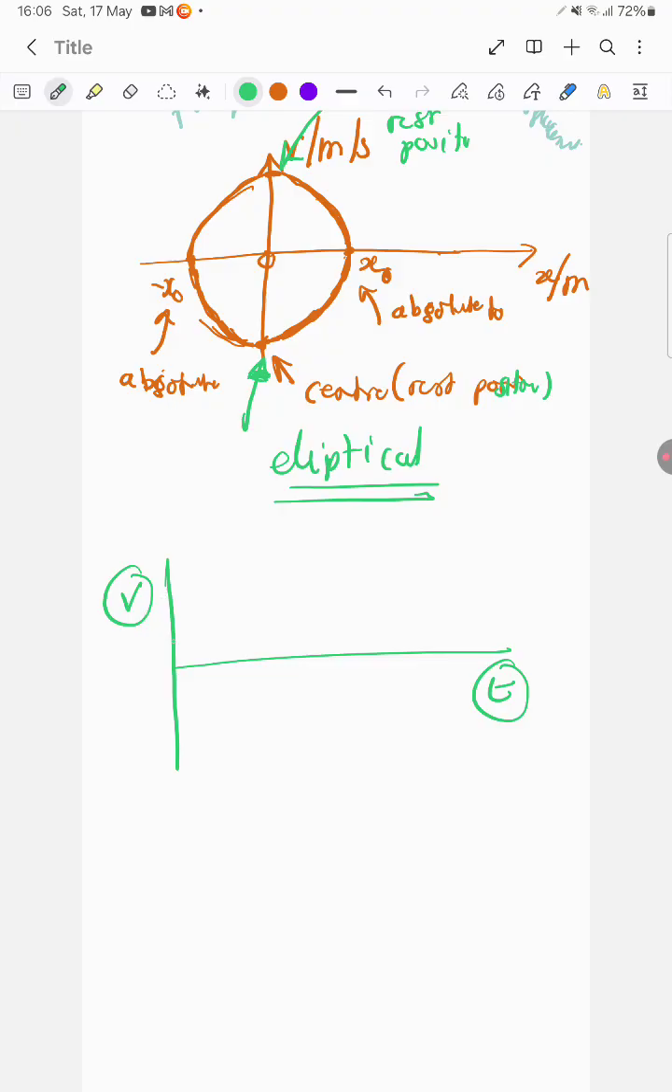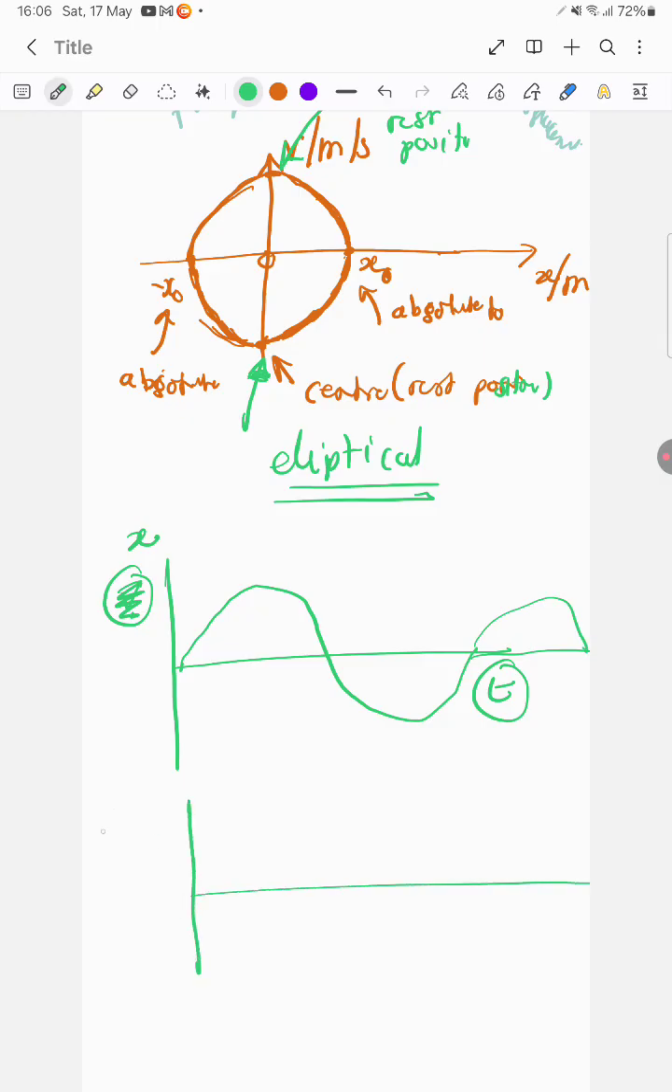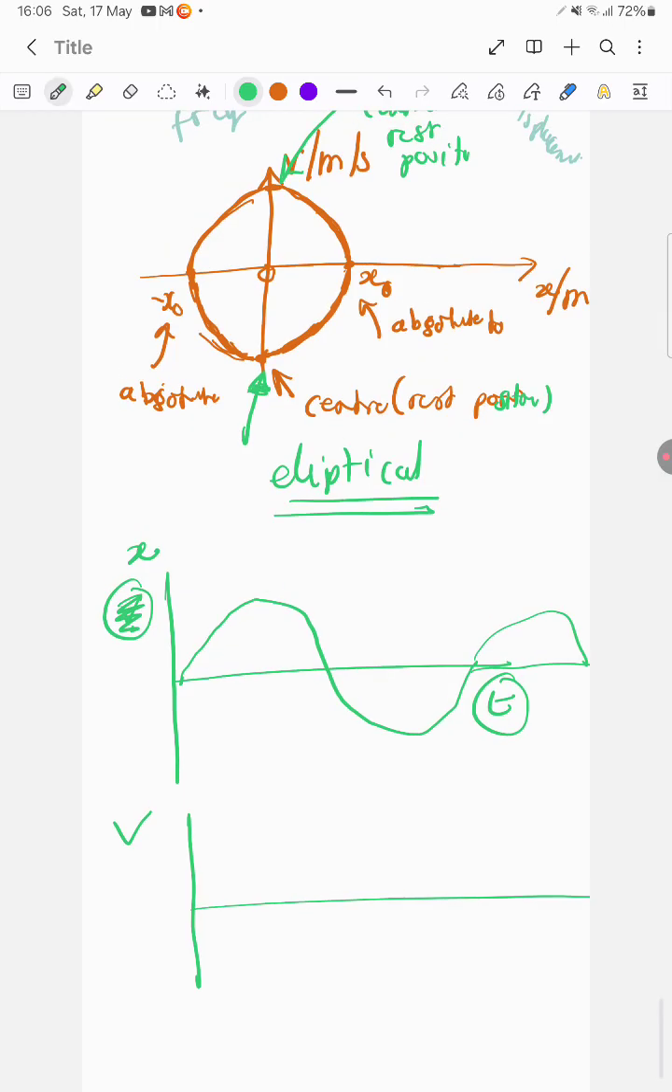If, for example, the x graph is a sine graph, the v graph will become a what graph? A cos graph. Correct. Because the differentiation, or the gradient, of a sine graph is a cos graph. So it should then become a cos graph. Is that making sense?